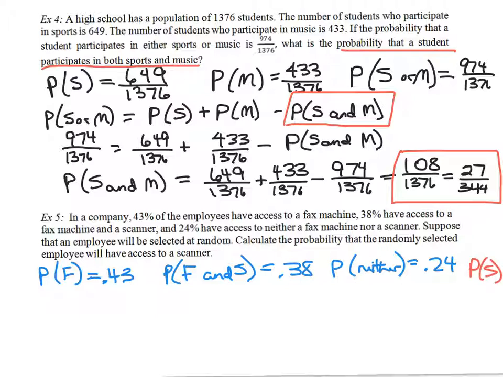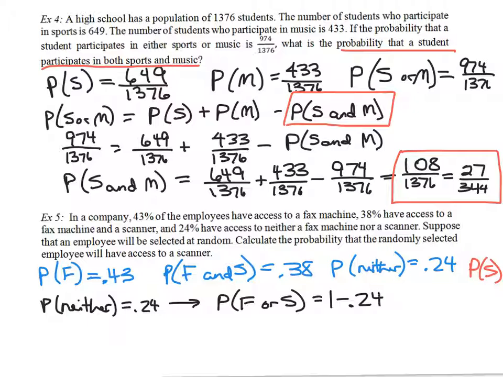Now when I see that probability of neither, that again is going to be the complement. So very much like example number 3. So the probability of neither being 0.24 leads me to believe that the probability of a fax machine or a scanner would be equal to 1 minus 0.24. Those are complements of each other. So that's giving me 0.76.